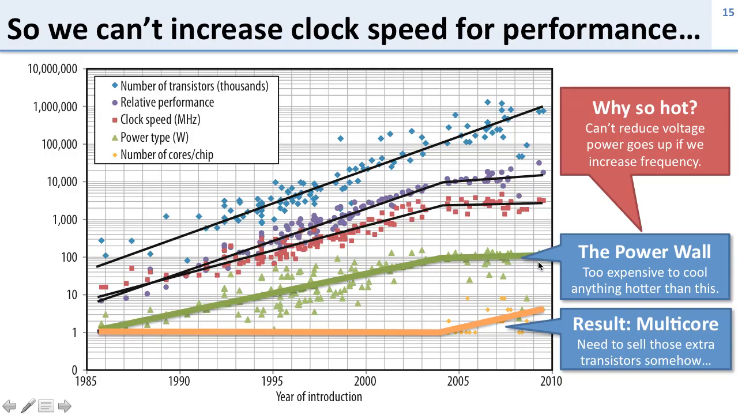And the reason we ran into this power wall, as I've said before, and this is a key thing to remember, is we can't reduce our voltage. And if we can't reduce voltage, the power goes up if we increase frequency. So that limits how much we can increase the frequency.